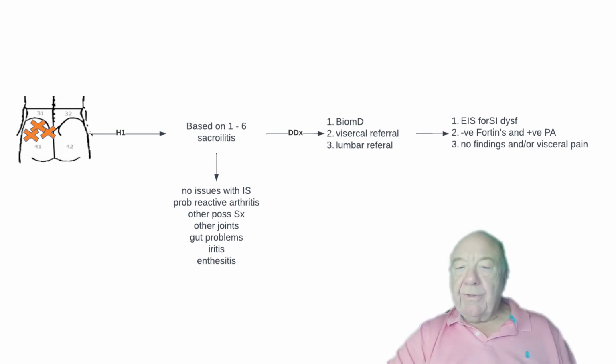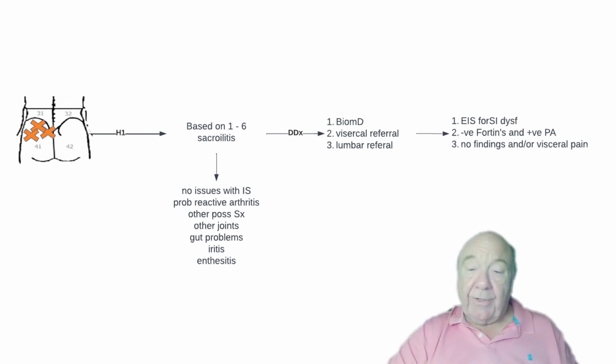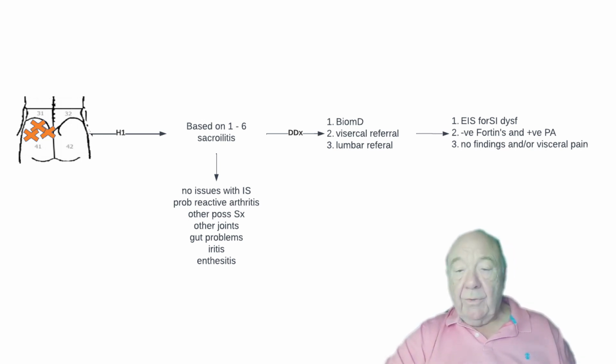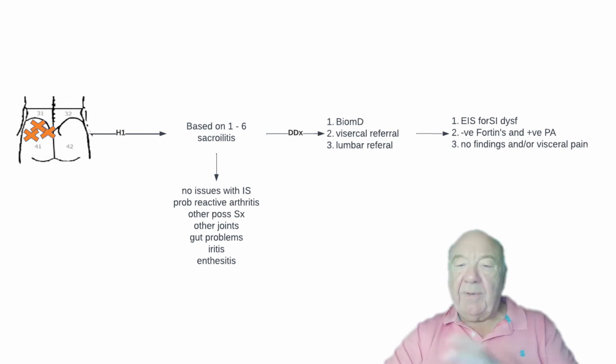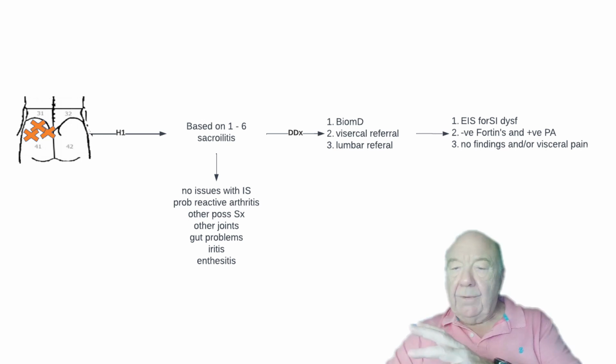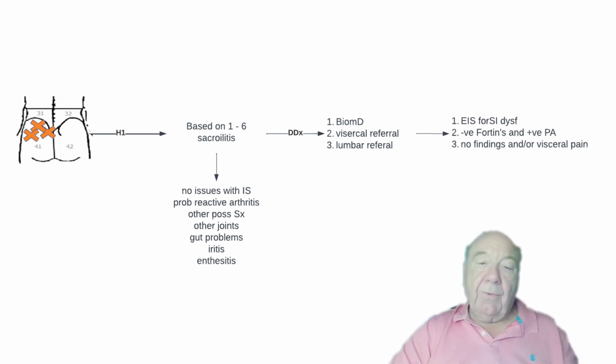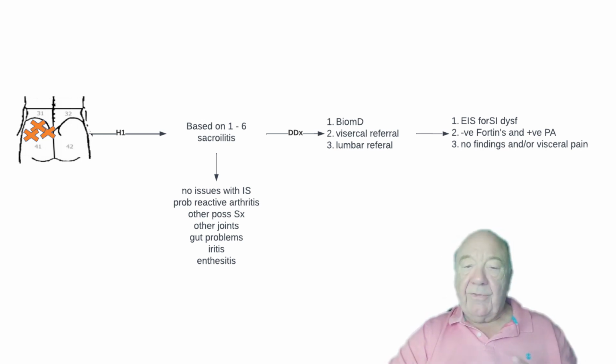The essential illness script for SI dysfunction is not present. This is way too acute, and there's obligate impairment and everything else. For a visceral referral, there are negative findings, and for lumbar referral, the PA is positive, but there are no findings for referral and/or visceral pain. So everything about this is screaming sacroiliitis.